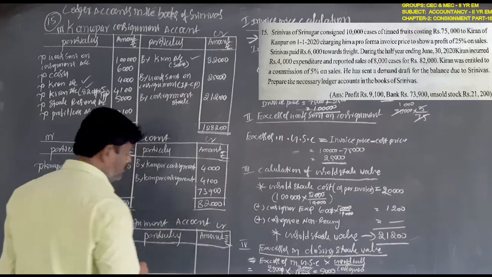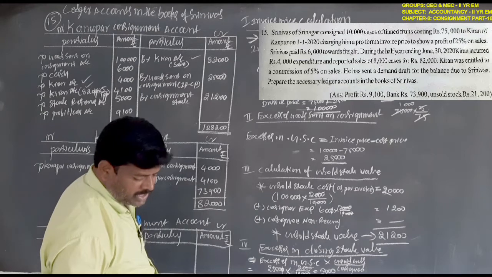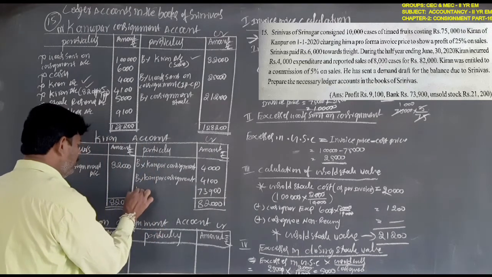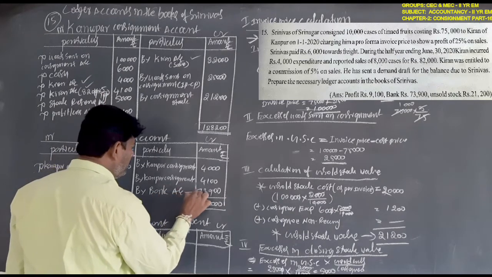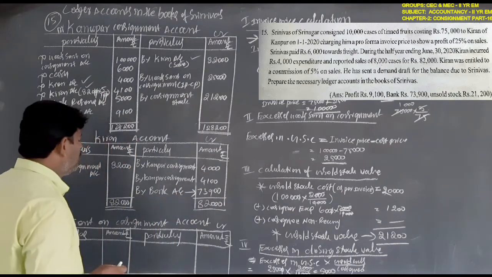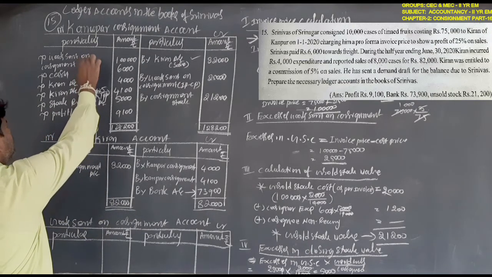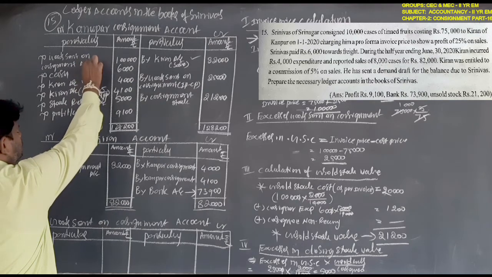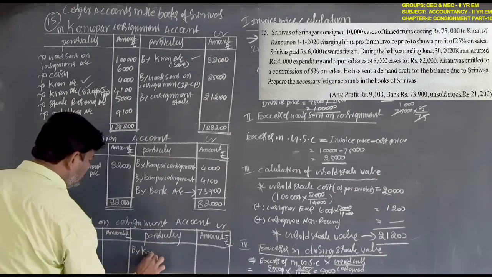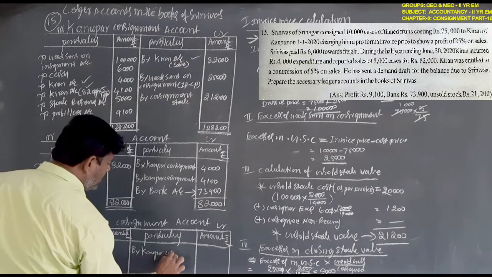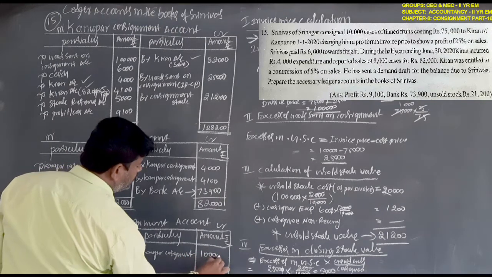73,900 rupees. In the problem it is especially mentioned that he has to send a demand draft. So by bank account, this is the consignee account. And come to the goods sent on consignment. Here goods sent on consignment account is there. It must be recorded this side by Kanpur consignment account. Amount is 1 lakh rupees.